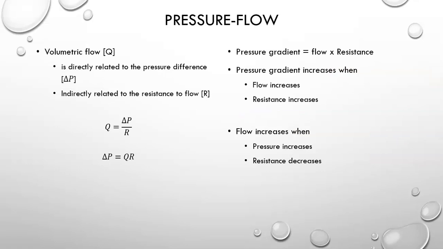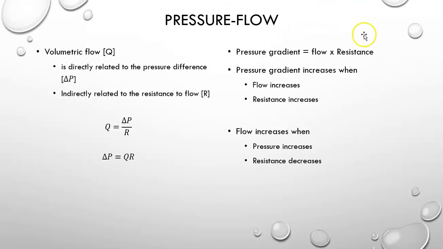So volumetric pressure flow, let's talk about that real quick. Volumetric flow is directly related to the pressure difference. We'll call that delta P, the change in pressure. It's inversely related to the resistance to flow, which we're going to call capital R, resistance. And we're going to call volumetric flow Q. So Q is equal to the change in pressure divided by the resistance. Another way you can say it is the change in pressure is equal to the flow times the resistance.